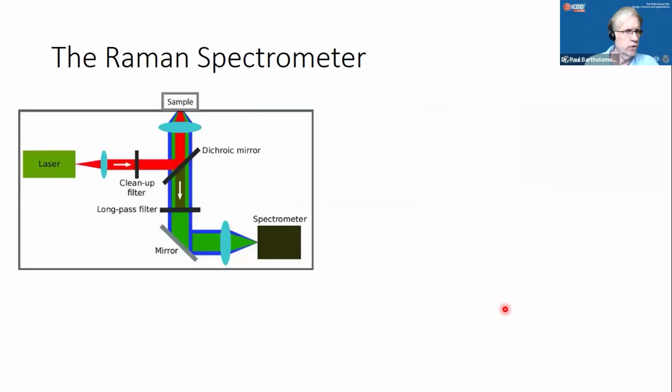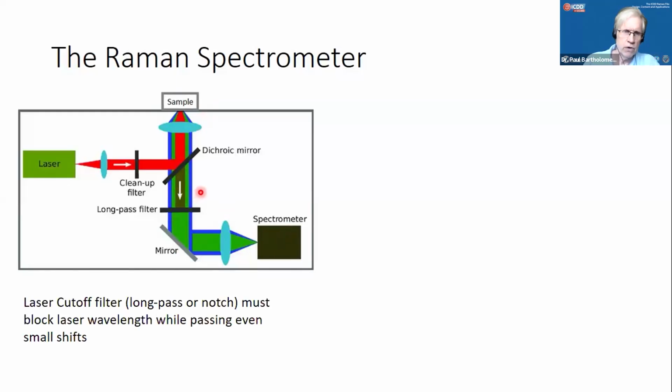All right, how do we do this? Schematic here, our monochrome source is generally a laser. Generally, there's a cleanup filter so that only one wavelength is carried to the sample. And then there's optics to pick up the scattered light and send it into a spectrometer. And then a very important component here, it's labeled long pass filter. We refer to it as the laser cutoff filter.